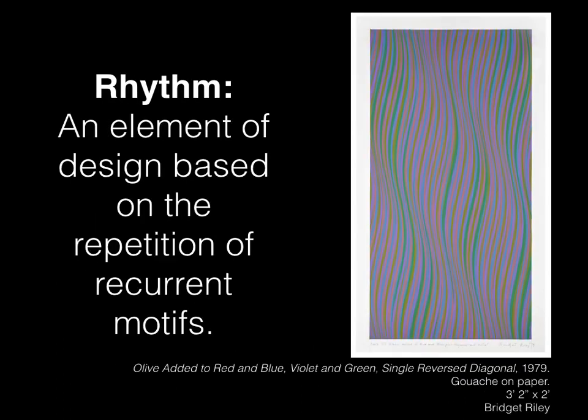All right, rhythm. So rhythm is an element of design based on repetition of recurrent motifs. So in this piece on the right by Bridget Riley called Olive Added to Red and Blue, Violet and Green, Single Reverse Diagonal from 1979, it looks like flowing fabric or like music floating on the wind, but it's these recurring motifs that create a pattern that makes us feel like there's some sort of progression going on. There's some sort of movement from one place to another, but repetition is the biggest thing.